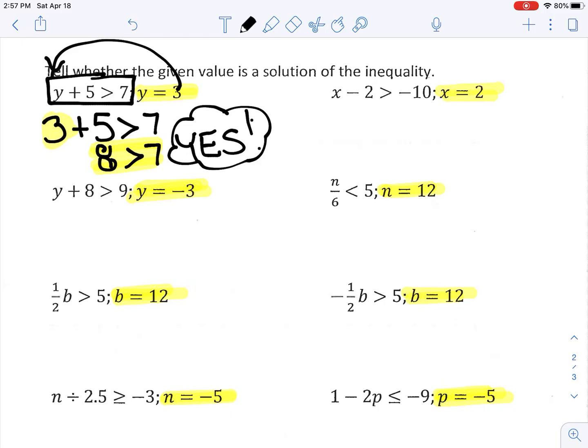Okay, going down the page, if y is equal to negative 3, is negative 3 plus 8 greater than 9? So now we're going back to the rules of adding and subtracting integers. Different signs, find the difference. 8 minus 3 is 5, and we had more positives, so that would be a positive 5. Is 5 greater than 9? No.